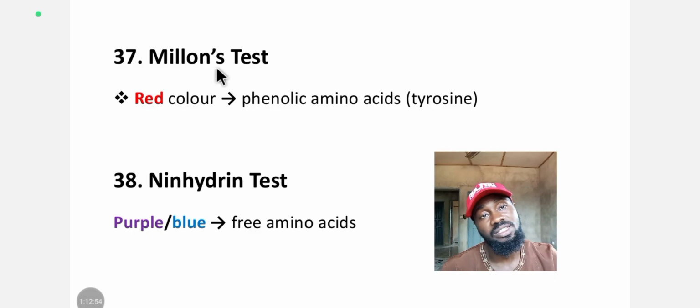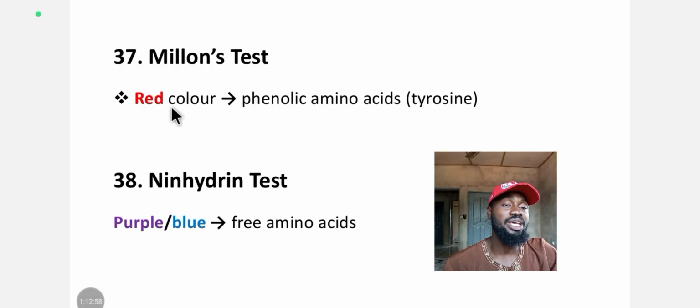Question from this Millon's test: what happens when you add the Millon's reagent to the solution in question that you are trying to test if protein is present in it? The solution turns red color when there is presence of phenolic amino acid or tyrosine. This tyrosine is one of the essential amino acids in the human body.